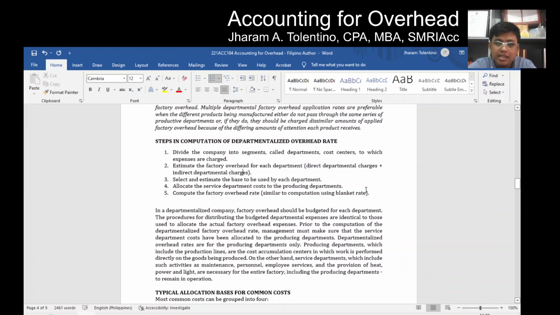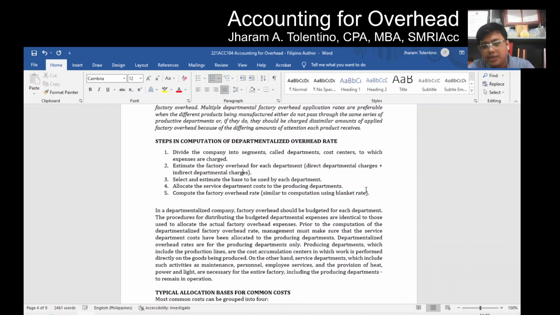Allocate, syempre, yung service department cost to the producing department and compute for the factory overhead rate similar to the computation of the blanket rate. Okay, so kanina, single rate lang. Imagine one whole company, gagawin niya lang, although maraming departments, simplified natin. For example, meron tayong cutting preparation department, cutting department, assembling department, finishing department, for example.